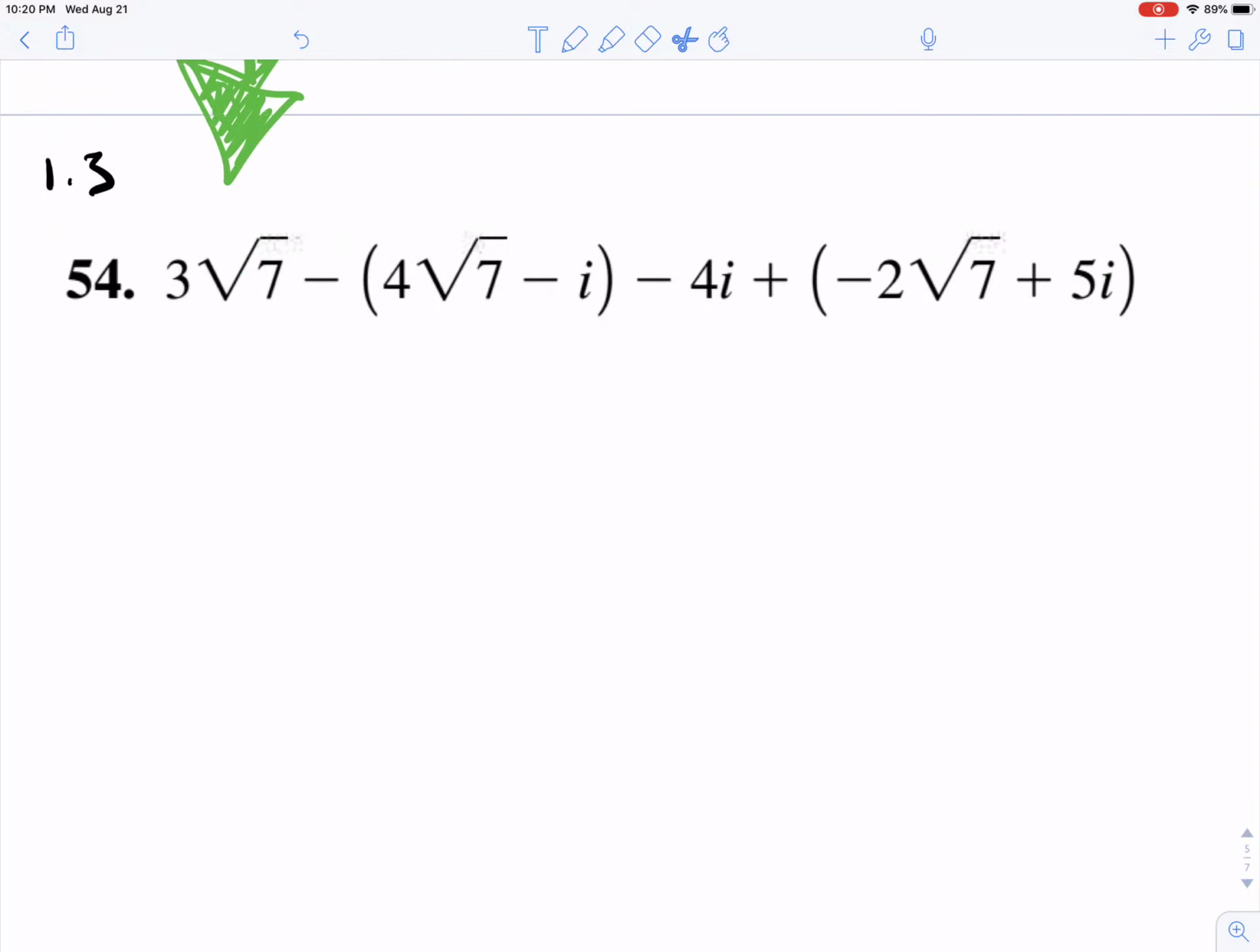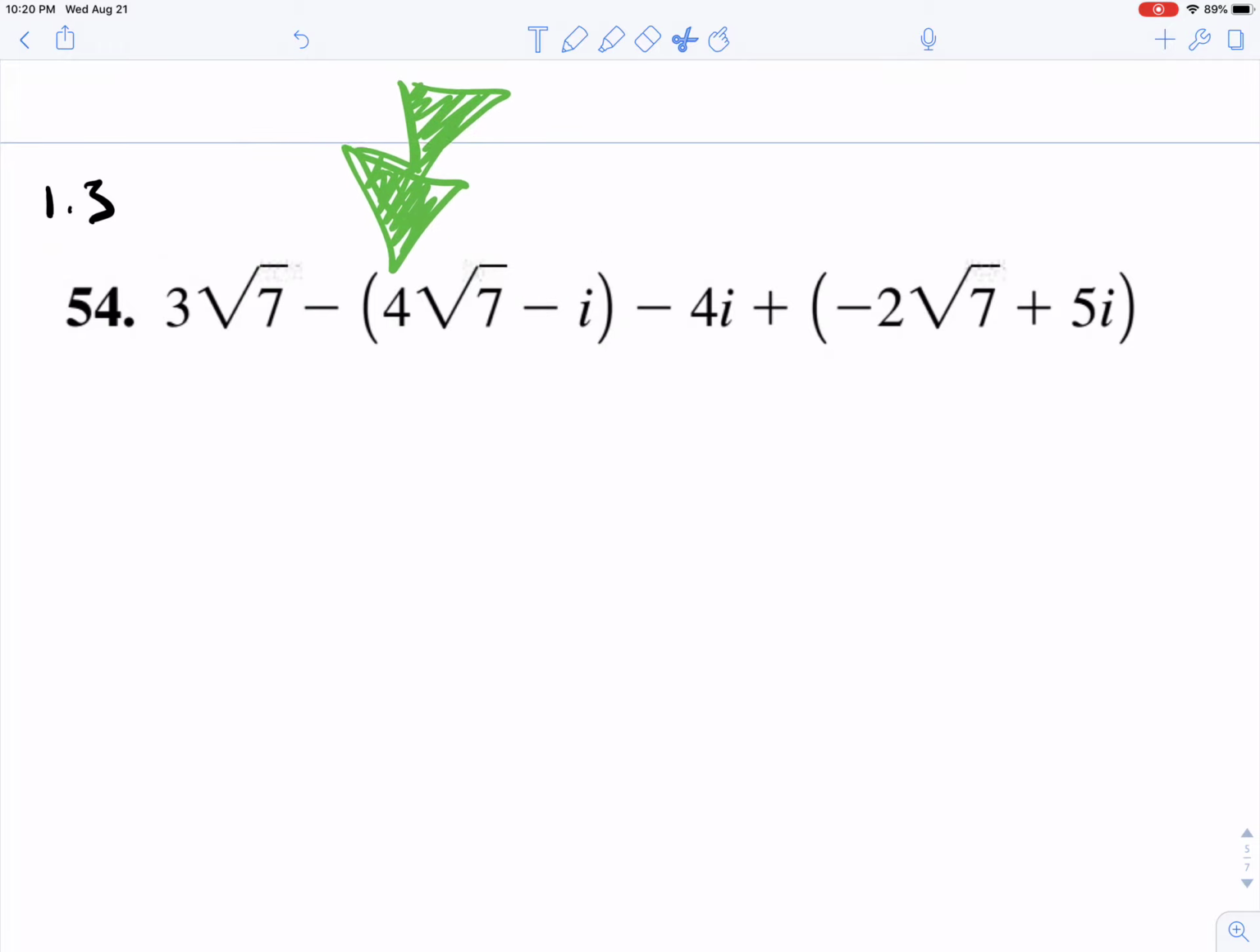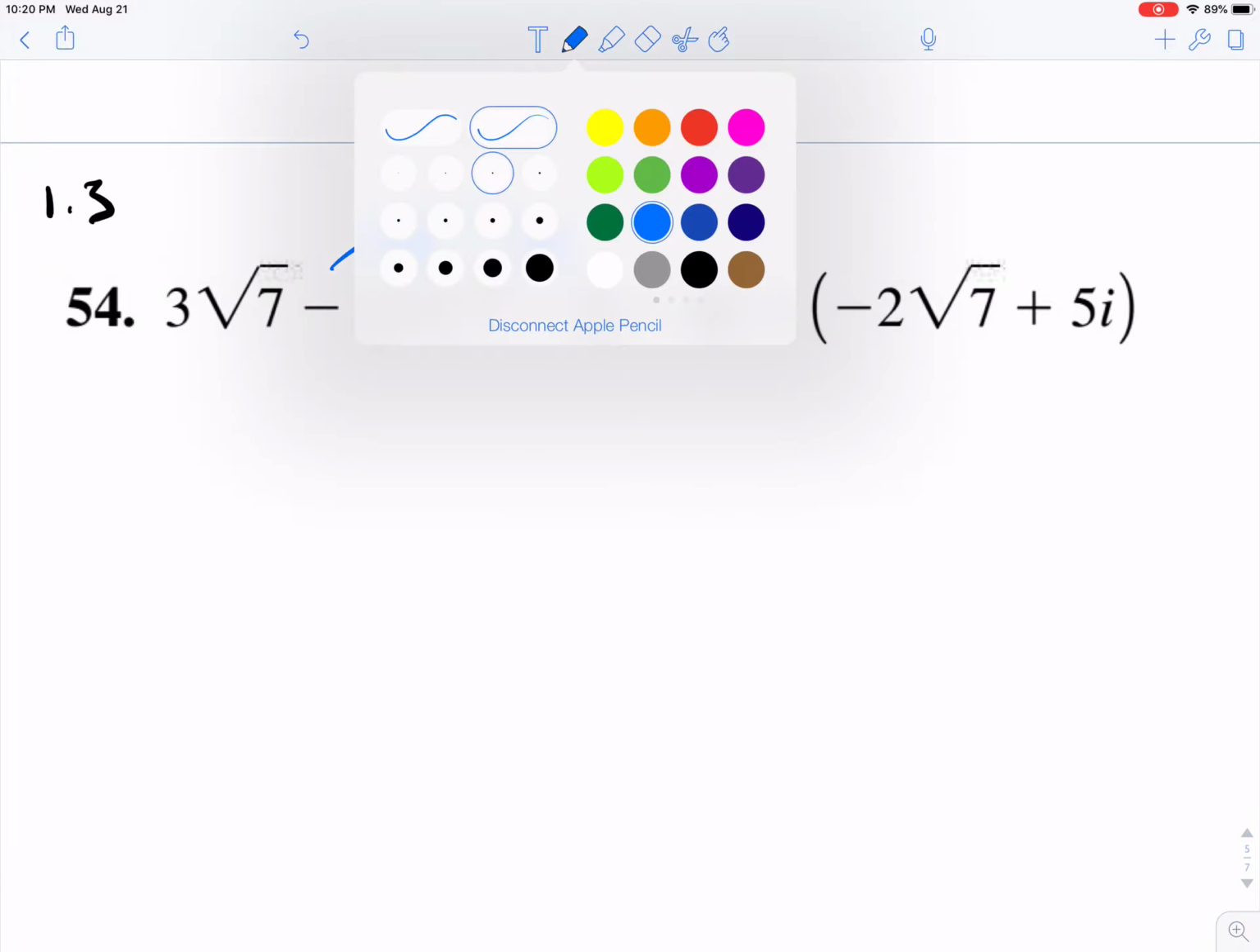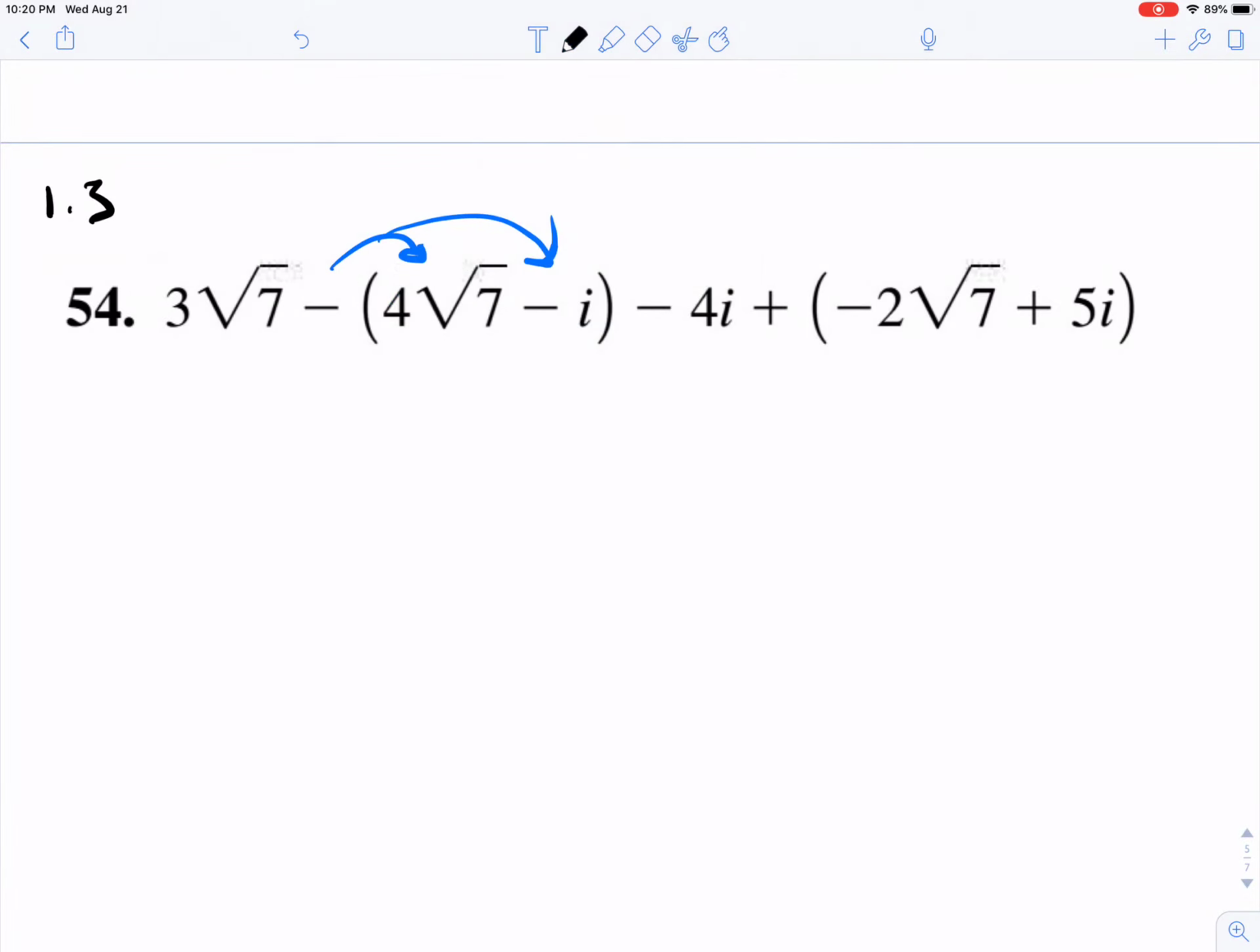So this first term, I'm going to leave it. But this second one, notice there's a negative in front. We have multiplication over addition, so I'm going to distribute this negative. I think that's the only thing that has distributing going on. So here I want to distribute the negative 1. If we do that, the 3 root 7 is just going to come down.